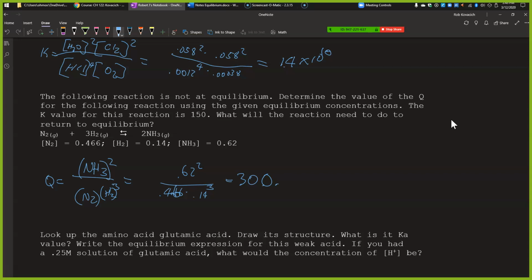Okay, so what's the equilibrium going to do on its own, knowing that the Q value is 300? It's going to turn the NH3 back into N2 and H2. I've got my denominator is too small, so I'm going to make more denominator. And I do that by tearing apart the ammonia molecules and turning them into nitrogen and hydrogen. Okay.